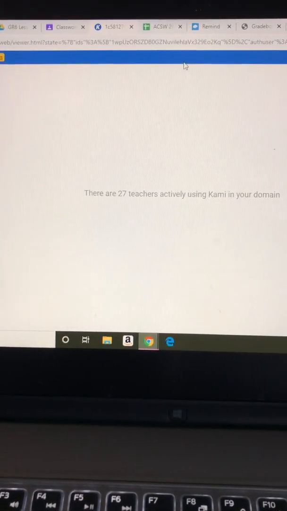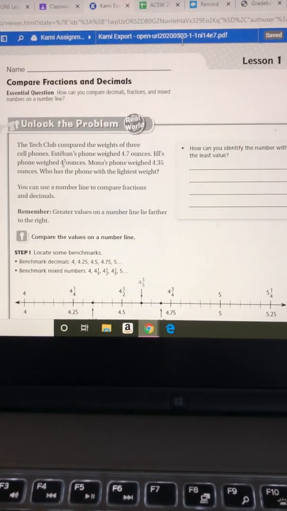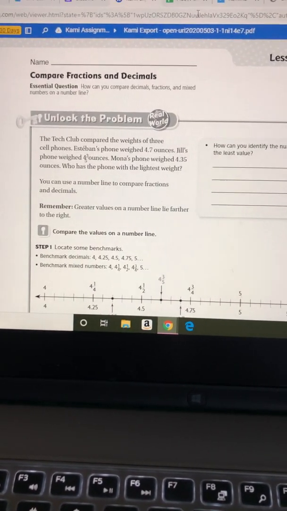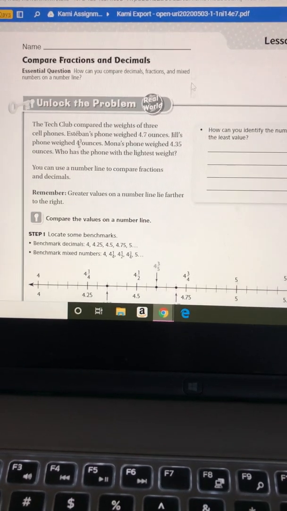Kami is intended to make it a working document, where instead of handwriting it on a sheet of paper and scanning it and submitting it, you can just do it all electronically. You can submit it to me and I'll see all of your answers, okay? Now, the first lesson is compare fractions and decimals.